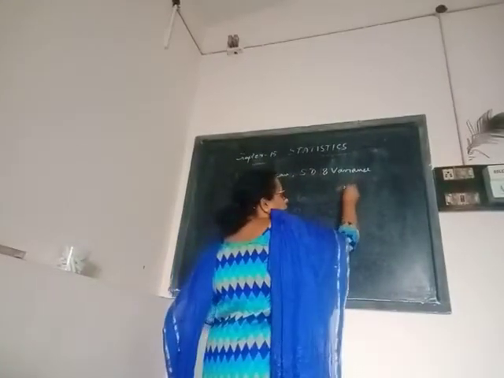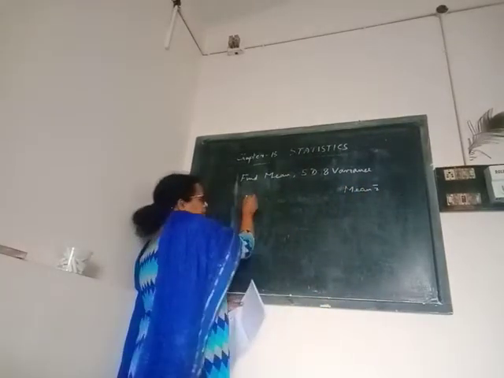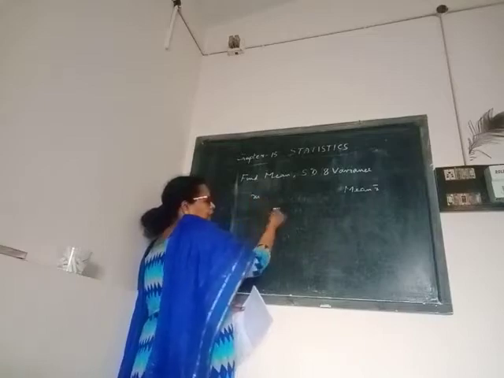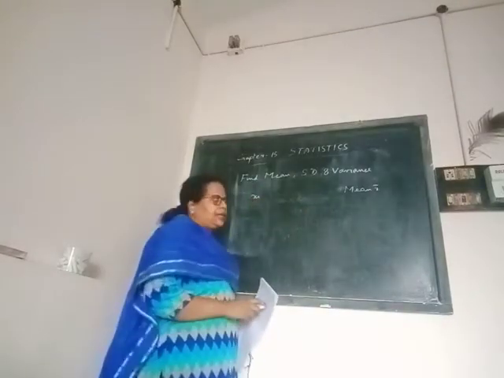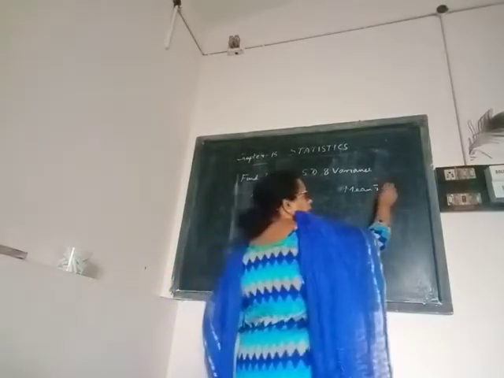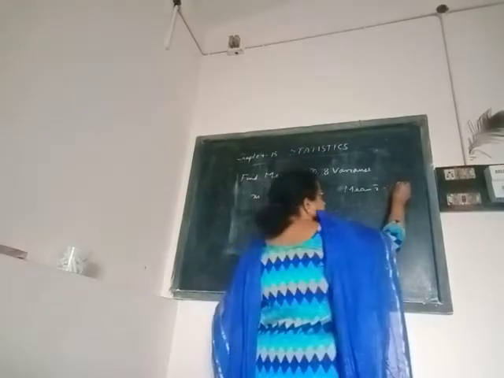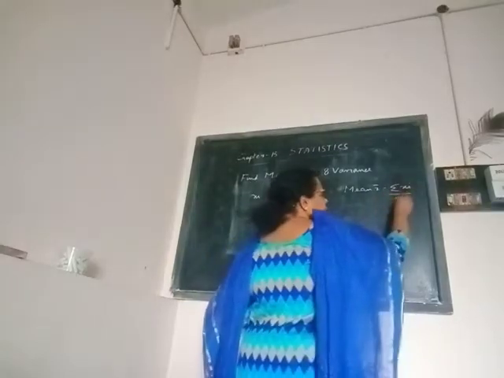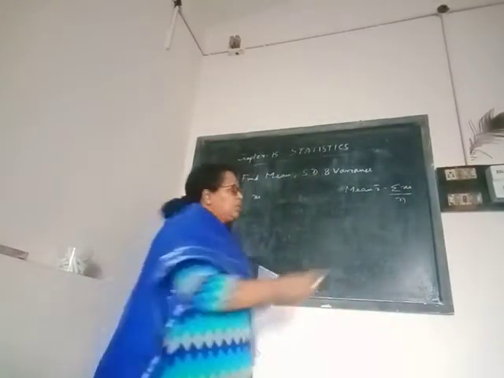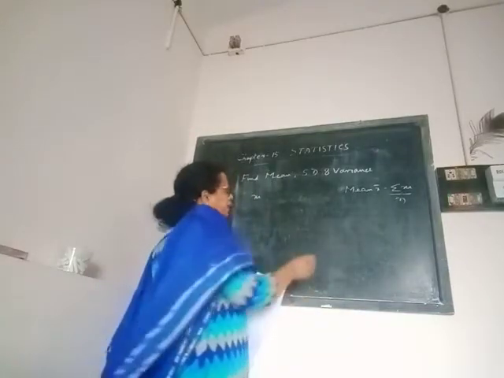Mean is x bar. The given observations are xi. Any set of observations given, we will take it as xi. And mean x bar, you may have learned in lower classes. What is mean x bar? Sigma xi means sum of all observations divided by number of observations. So, mean x bar is sigma xi by n.